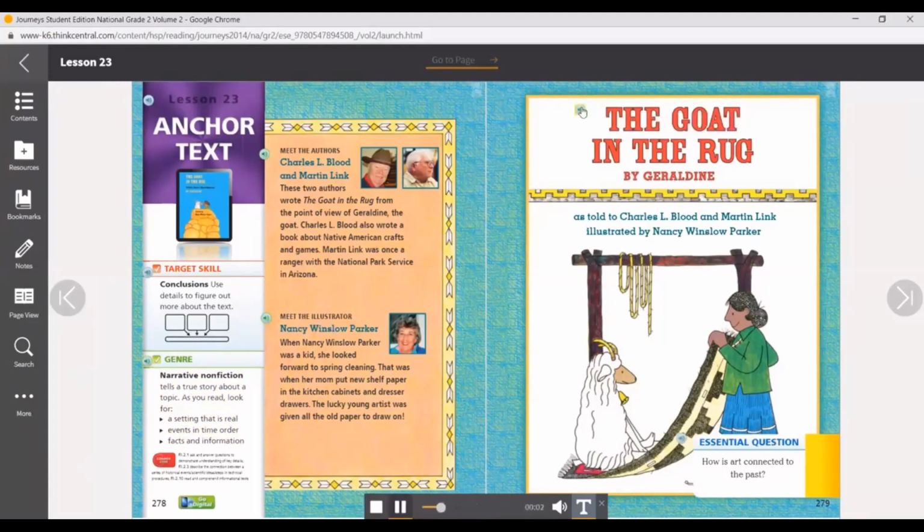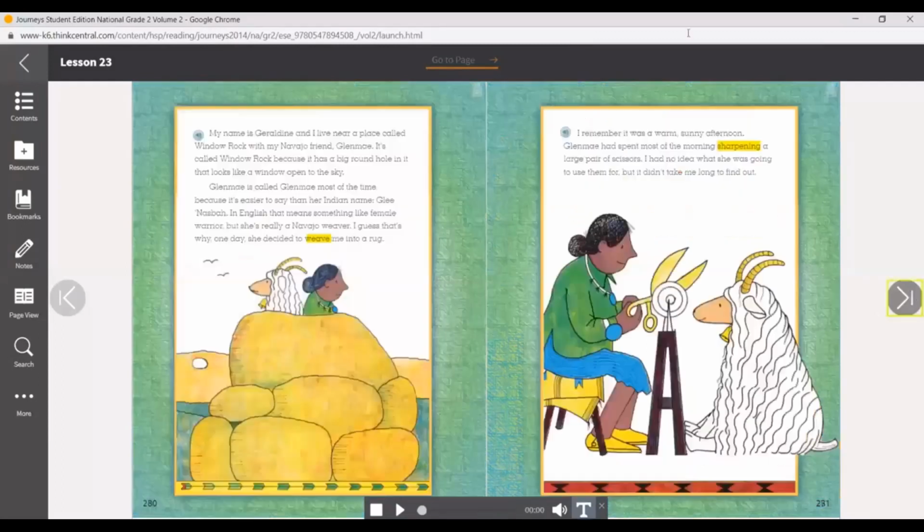In the Rug by Geraldine, as told to Charles L. Blood and Martin Link, illustrated by Nancy Winslow Parker. The essential question is, how is art connected to the past? You should be able to answer that question when the story is over, boys and girls. Here we go. Please follow along.